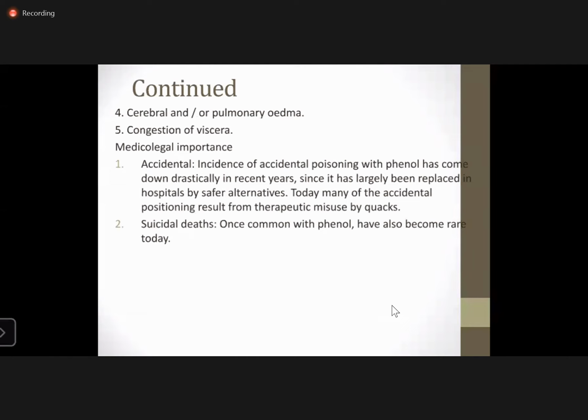Medical importance: the incidence of accidental poisoning has come down drastically because phenol in hospitals has now been replaced by safer alternatives. Today, accidental poisoning is common when it is ingested by mistake, or it is used by quacks to perform criminal abortion, where a phenol-soaked ball is inserted into the uterine cavity, and the person does this because of its great effect. So it is used in criminal abortion by quacks. Poisoning with phenol has become rare today.